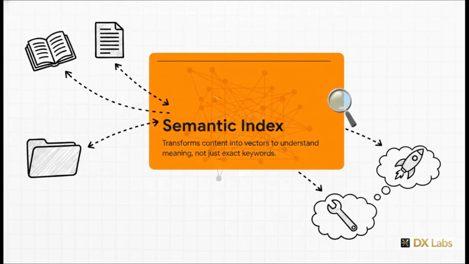Now, those semantic results are driven by something called a semantic index. Think of this like a really, really highly intelligent library catalog. An old school catalog only finds the book if you type the exact title perfectly.